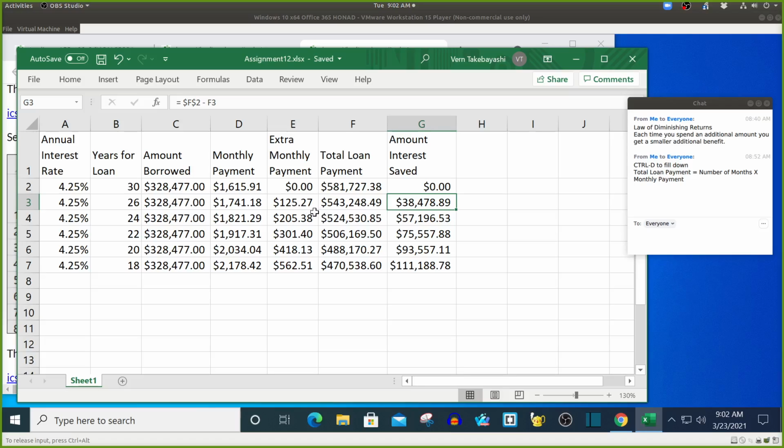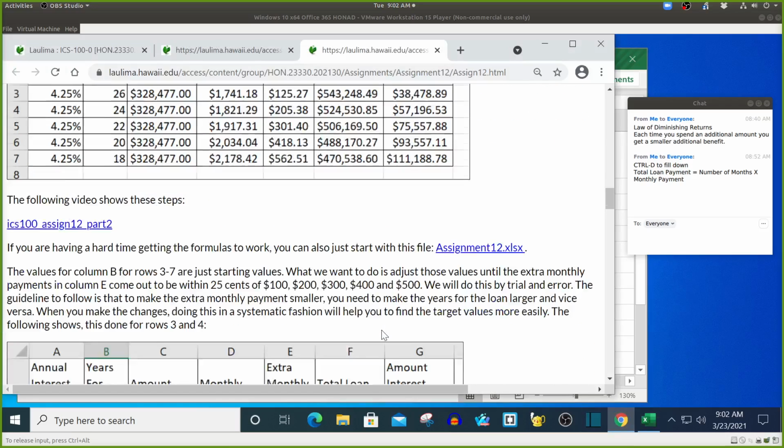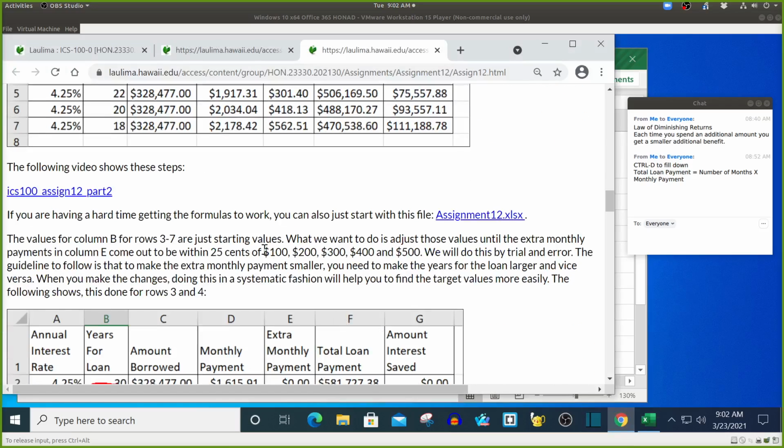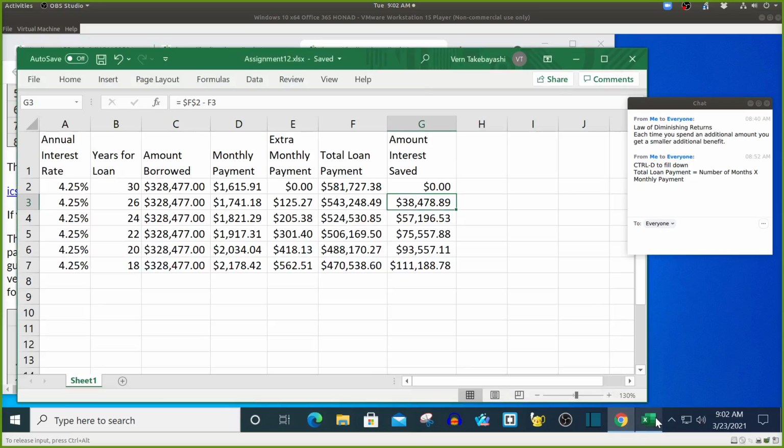So we want to eventually hit the following target amounts: 100, 200, 300, 400, and 500. We want to hit all of those target amounts, and we're going to do it using trial and error. So how do we do that? Here's the basic rule of thumb.